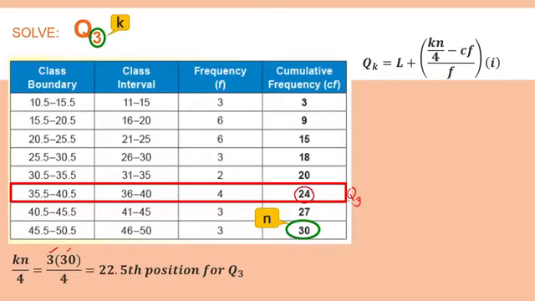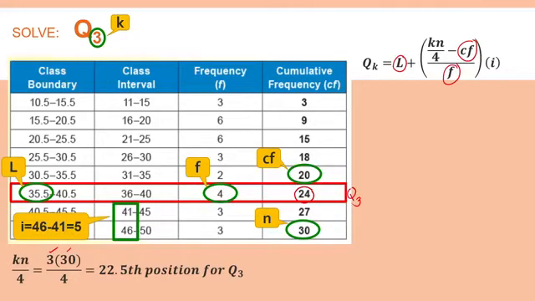Okay? So let's identify everything now. What is the lower boundary? 35.5 is the lower boundary. What about the CF? 20. Take note, the CF is the CF before the class containing the third quartile in this case. What about the F? 4. What about the class interval? It's still the same. It's still 5. 46 minus 41, that will give you 5.